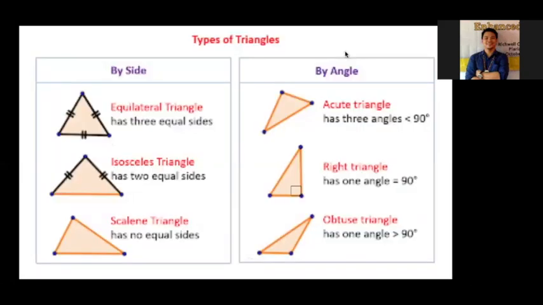Let us now have a review of the different types of triangles. We said that triangles can be classified based on sides and angles. For the classification of triangles based on sides, we have the equilateral triangle, isosceles triangle, and the scalene triangle. For the types of triangles classified based on angles, we have an acute triangle, a right triangle, and an obtuse triangle.